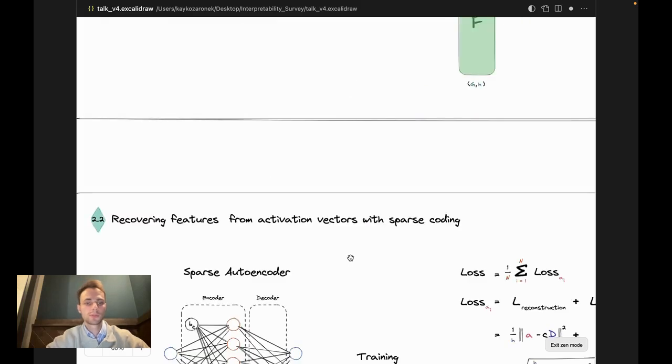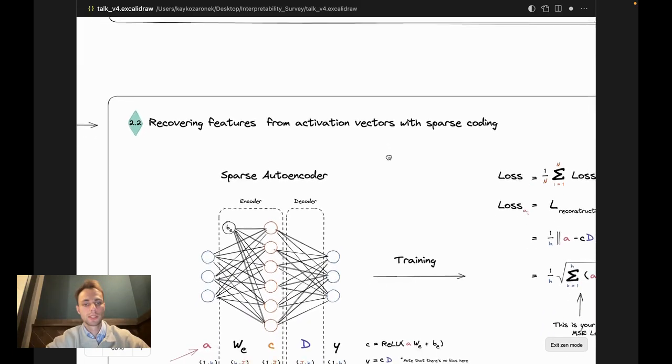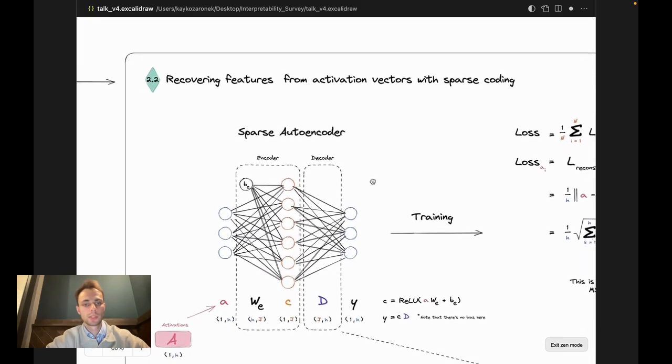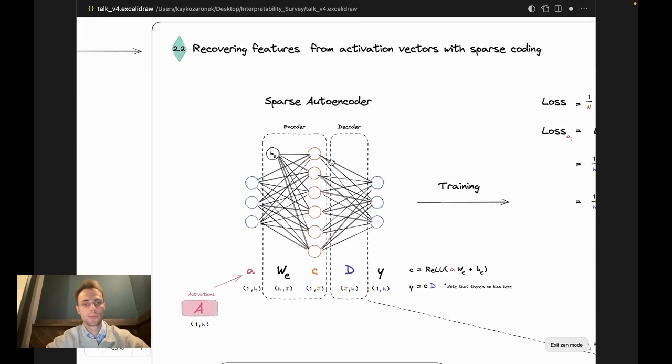To recover these features from activation vectors, we will want to use sparse autoencoders. Now, what is a sparse autoencoder? A sparse autoencoder looks like so. It is basically a simple neural network that has an input layer and an output layer of the same size. And then in between, there is an intermediate layer that is quite a lot wider. The input to a sparse autoencoder will be the activations, and what we want the output to be is a good reconstruction of these activations.